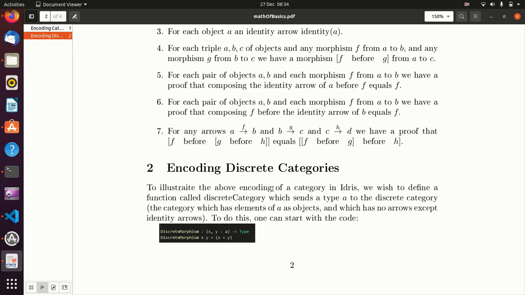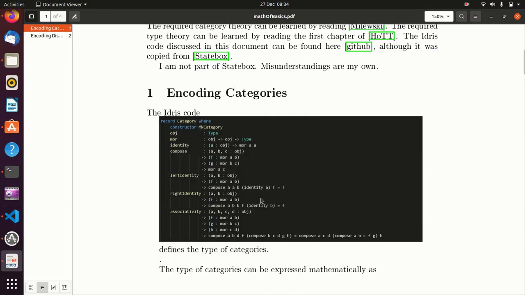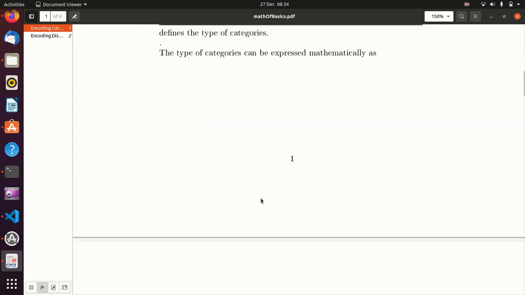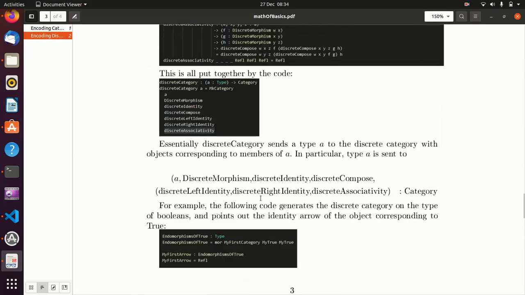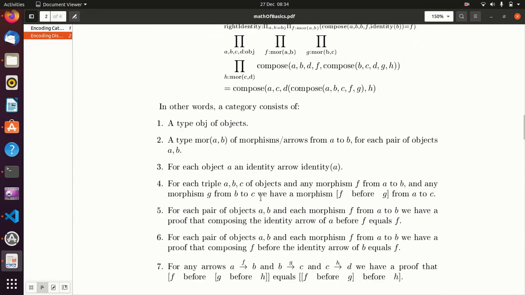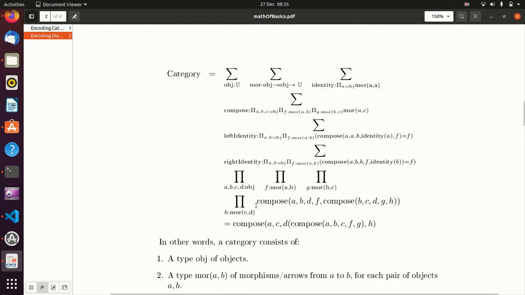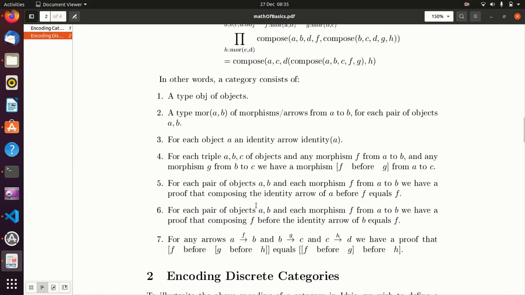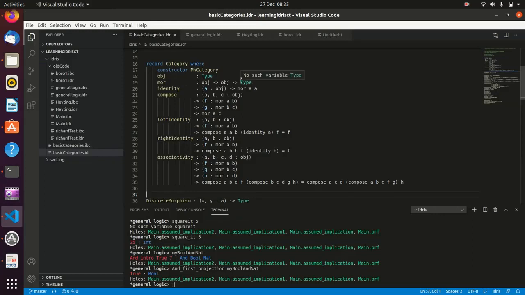So basically what we want is a function which takes a type A and returns the discrete category that has elements of that type as objects. To do this, we just need to make all of these bits and pieces that go into a category, because essentially we can think of a category as a sort of dependent seven-tuple, where we have elements from these different things in the sigmas, the data and the proofs and so on. We just need to make those different pieces, and then we can use this make category constructor to do what we want.